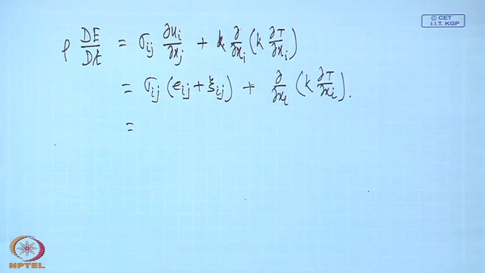Sigma ij xi ij is identically 0, because sigma ij is a symmetric tensor and xi ij is an antisymmetric tensor. What is sigma ij xi ij? For i equal to 1, 2, 3, j equal to 1, 2, 3, sigma ij xi ij will be what? Let us write it on this side.